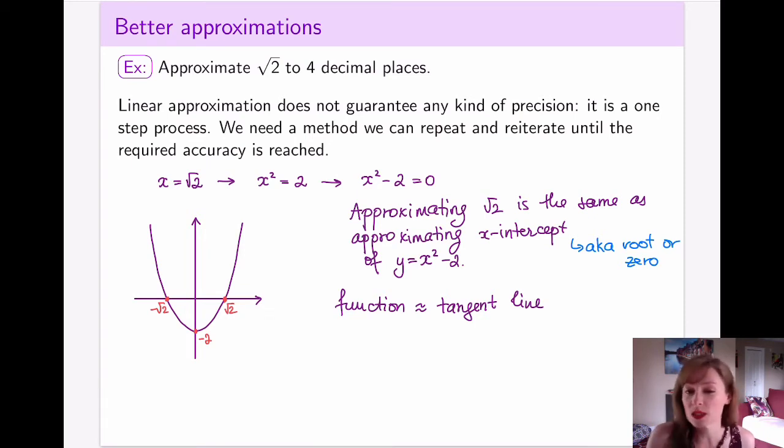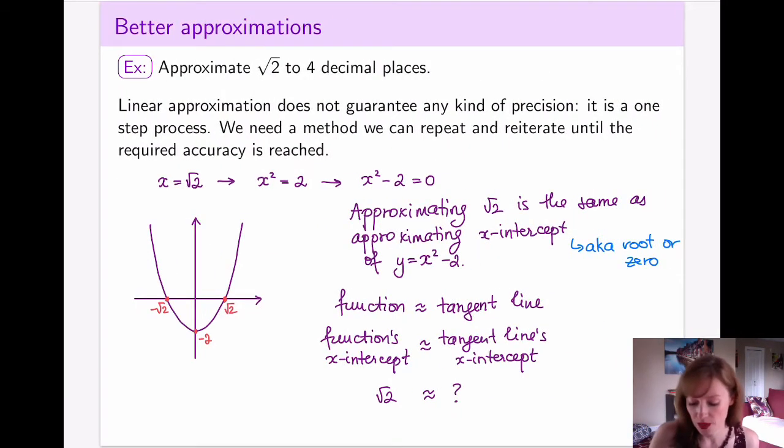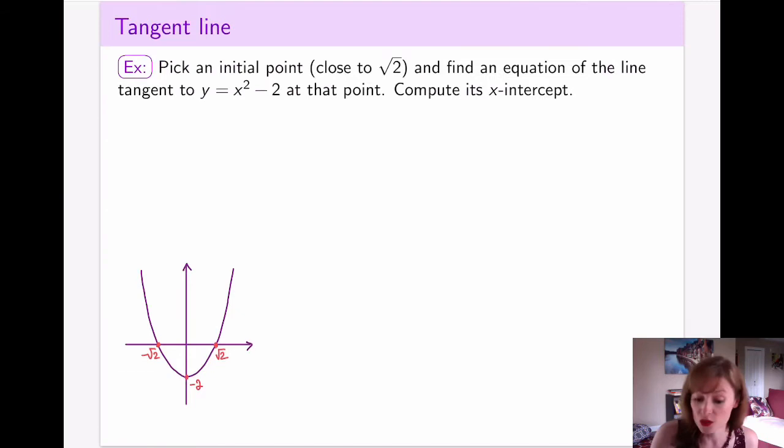Function is approximately equal to its tangent line near the point of tangency. And in particular, function's x-intercept, which in our case is square root of 2, is really well approximated by the tangent line's x-intercept, again, as long as I'm somewhat close to the point of tangency. So my function's x-intercept is square root of 2. So now all I have to do is come up with a tangent line whose x-intercept then will be an approximation for square root of 2. Okay, so this, we know how to construct tangent lines, and we should be able to find an x-intercept of a line. So this is going to be our next task.